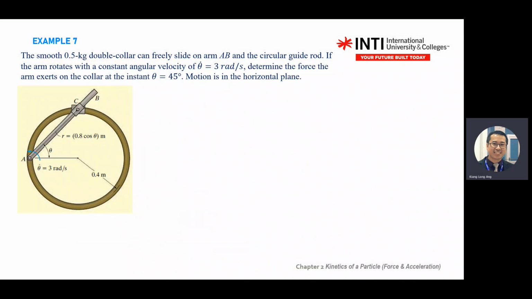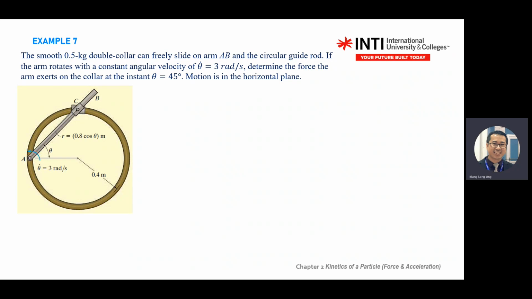All right. Now, let's look at example 7. So you have a smooth ring. When you see the word smooth, it means you don't have friction. Although there is no friction, you will always have a contact surface. With a contact surface, you will always have a normal force.